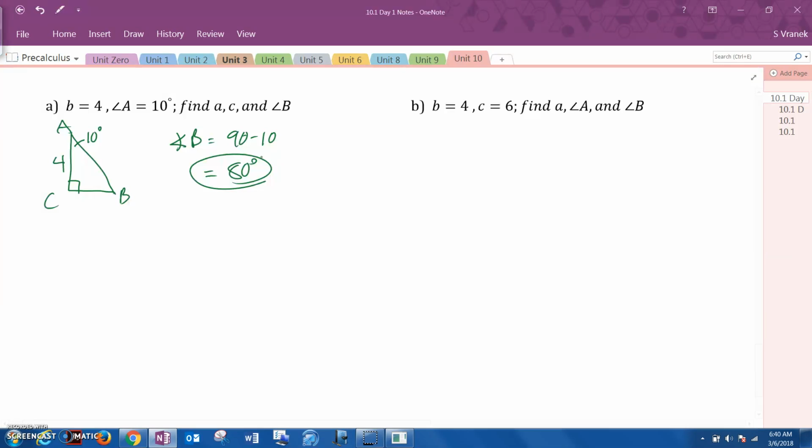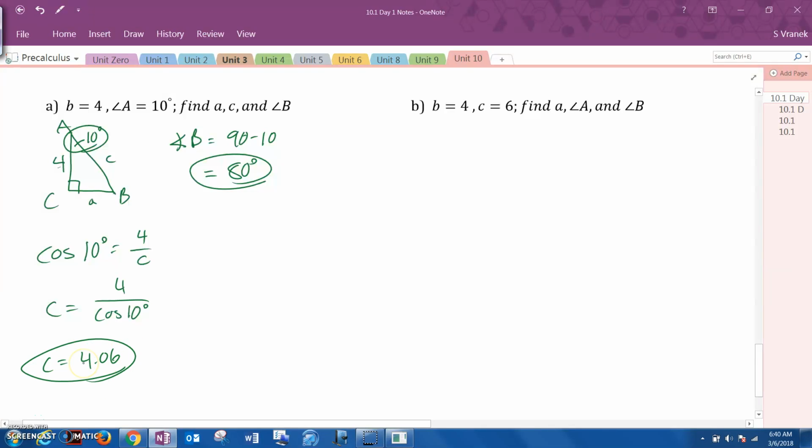Now I need to find a side, either A or C. I'm going to use 10 again because that was given to me. I'll do cosine again, adjacent over hypotenuse. So I get cosine of 10 degrees equals adjacent over hypotenuse. Now, if you guys remember the math, we multiplied by c and then divided by cosine. It turned into this. I'm going to just skip all that. And then from there you can just type in 4 divided by cosine of 10, and you get that it's 4.06. So C equals 4.06.